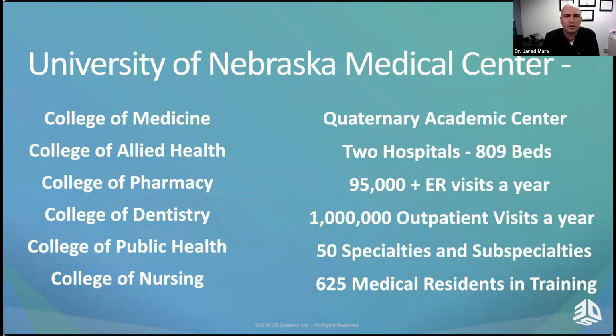One is our main academic center, and between the two, we have about 809 beds. Between our two hospitals, our emergency department, which covers both facilities, sees about 95,000 patients a year, and there are about 100,000 outpatient visits a year. And then obviously we're training residents and have several subspecialties.